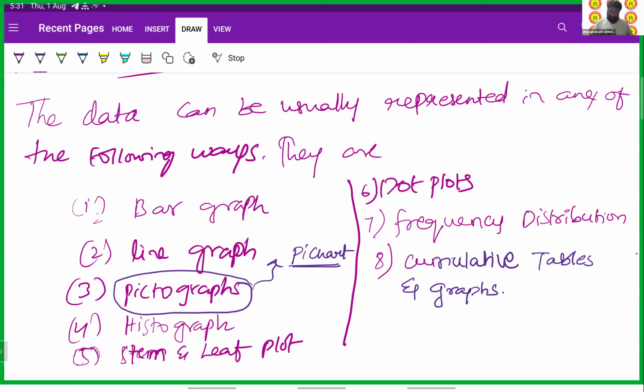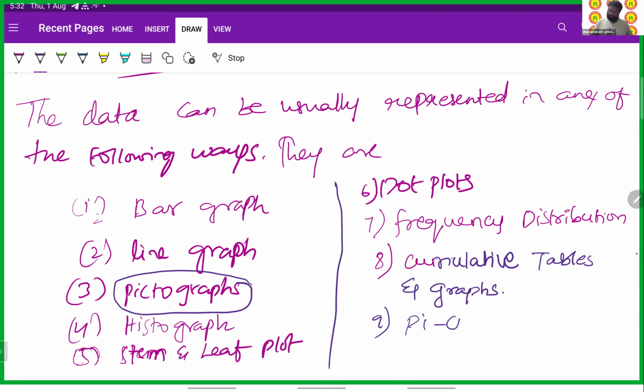So for now, please consider all these types and also include pie chart. Most of these things will not be discussed. I just gave you a small glance for better understanding. We will be discussing only a few types of these graphs. So let's start with bar graph.